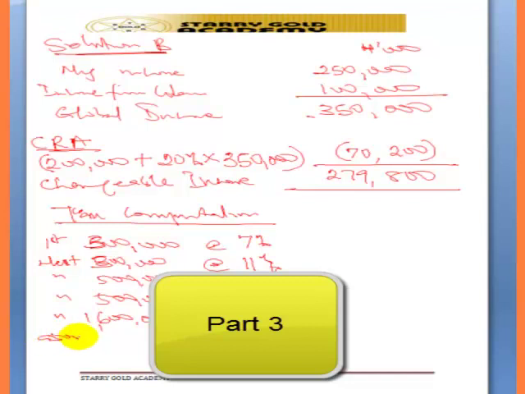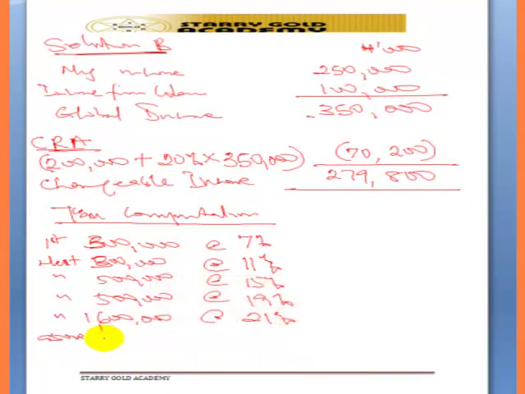And above 3,200,000. So what we are going to do is just to take the amount 279,800,000 minus 3,500,000, and we multiply by 24%. So let's get the answer.